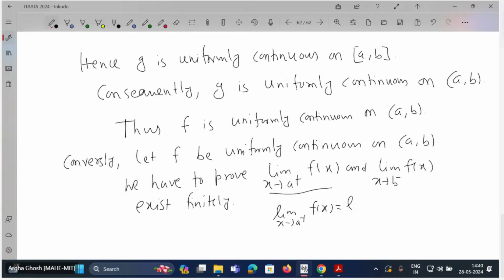So this will be L if and only if for every sequence xn converging to a, obviously xn is greater than a, f of xn converges to L. This is the sequential criterion of limit. If we can prove that xn converges to a where xn are greater than a, f of xn converges to L.